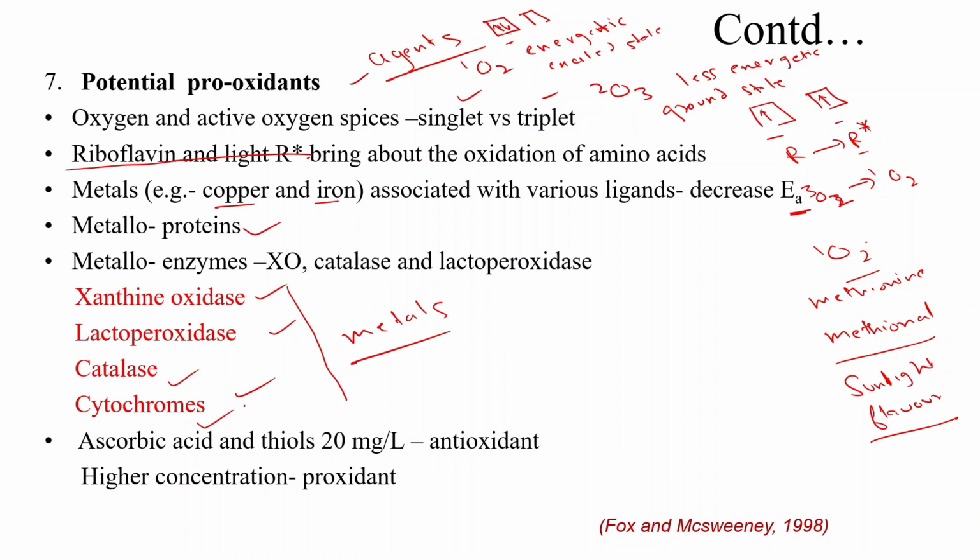Then ascorbic acid and thiols also act as pro-oxidants. Ascorbic acid is present in milk at a concentration of 20 milligram per liter and acts as an antioxidant at that concentration, but at a higher concentration it becomes a pro-oxidant. That is, it speeds up the autooxidation of the milk fat. So these are some of the pro-oxidants which affect the rate of lipid oxidation in food.